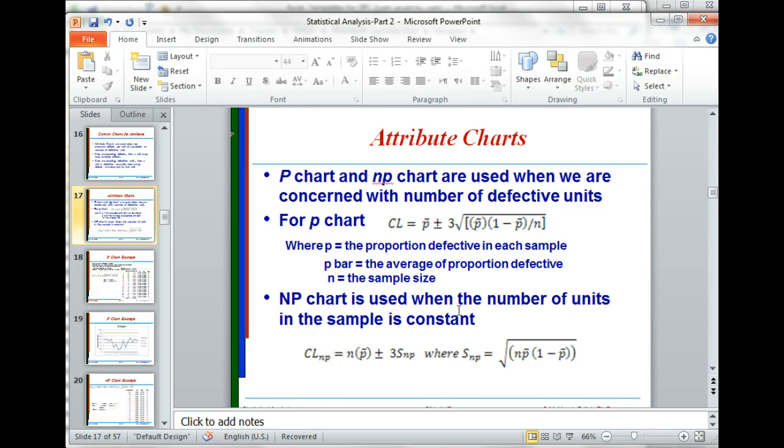If the sample size is the same each time, say we pick up a number of units and check them to see how many are good and how many are bad, if each time we use the same number of units, then we could use the NP chart. It's essentially the same formula as the P chart, except that you can see we have multiplied everything by the size of the sample. So n shows up here, and in the standard deviation, n has been multiplied inside the square root function.